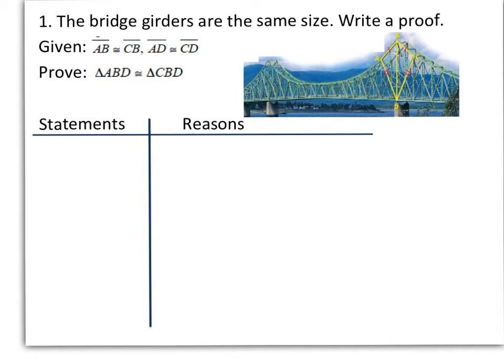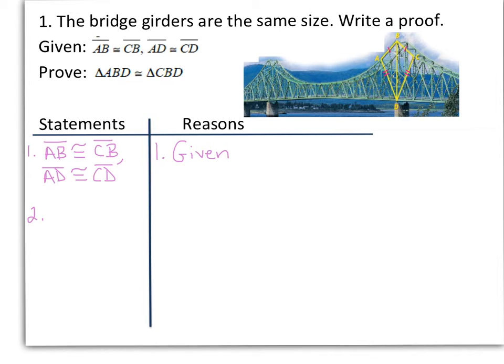So the first thing whenever writing a proof is to list down our givens. So number 1 in my proof, we have side AB is congruent to side CB and side AD is congruent to side CD, and my reason is that they are given. Alright, so you notice we have two congruent sides. In order to use the side side side postulate, we just need one more congruent side.